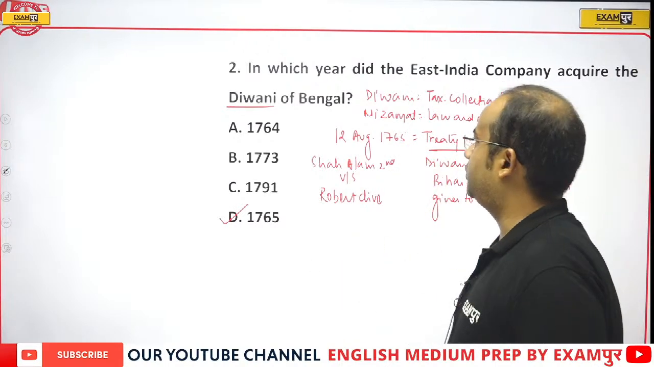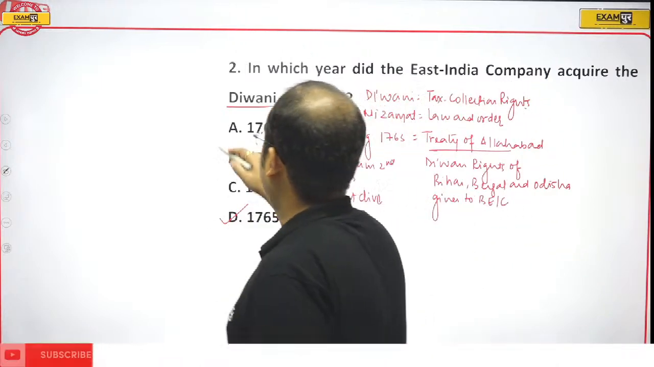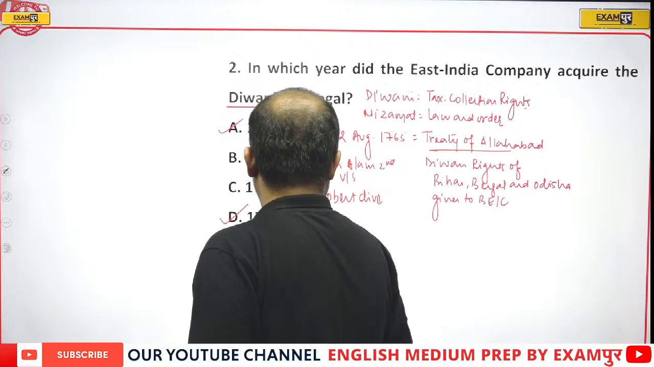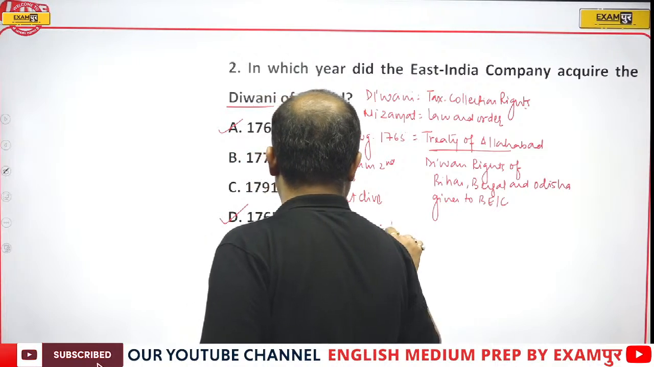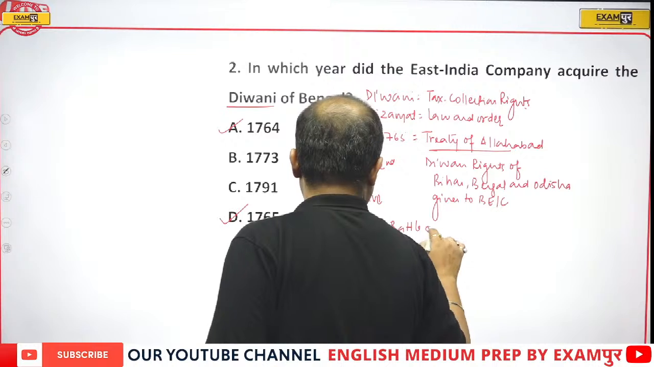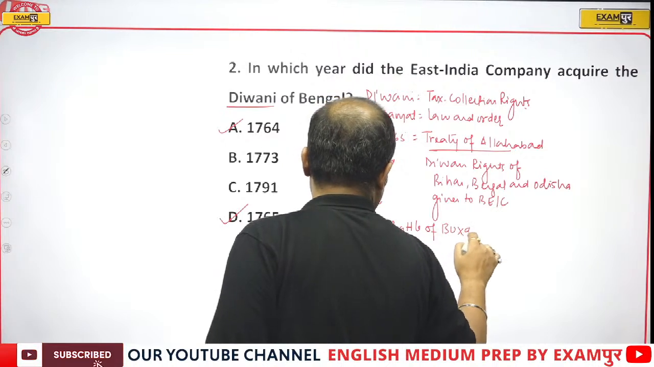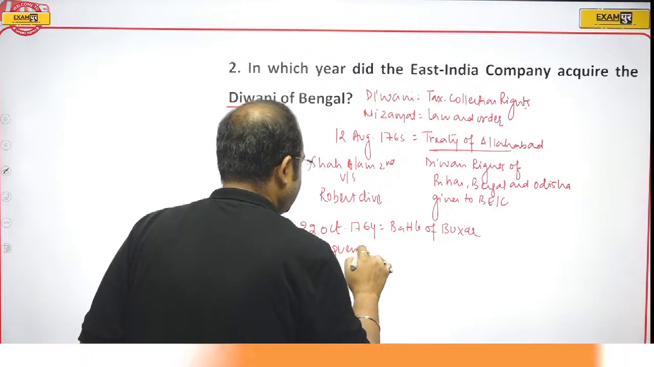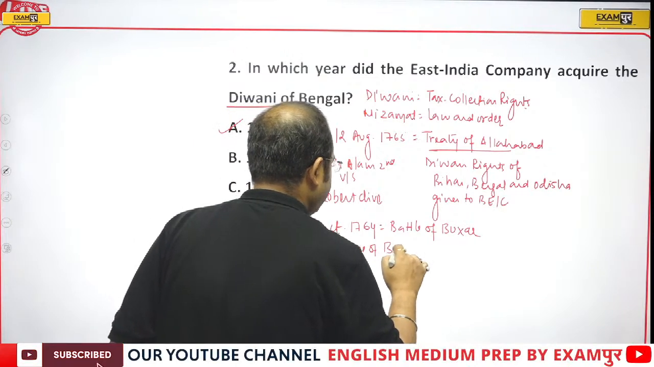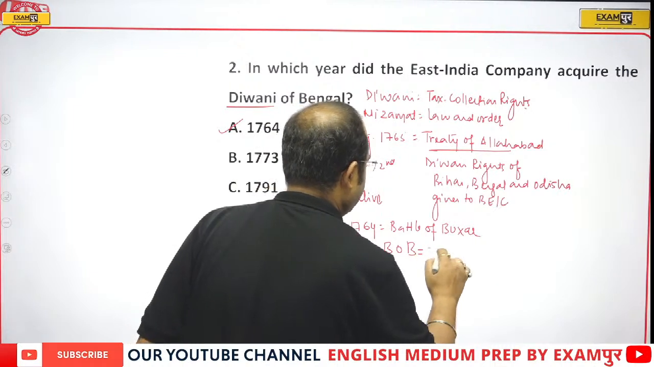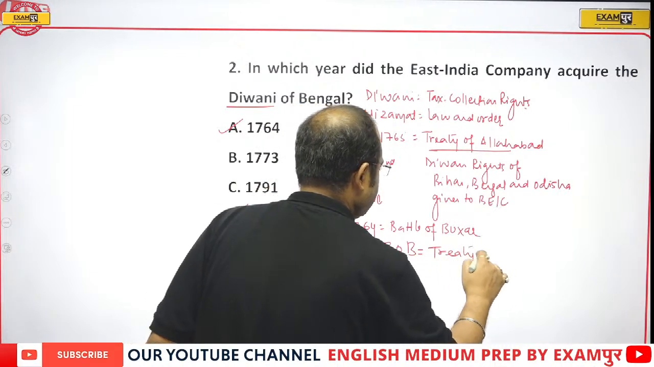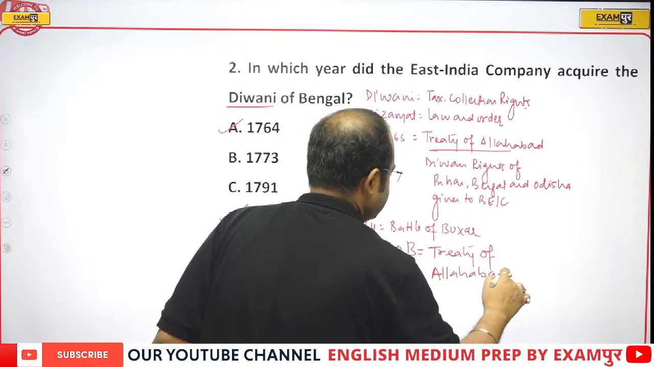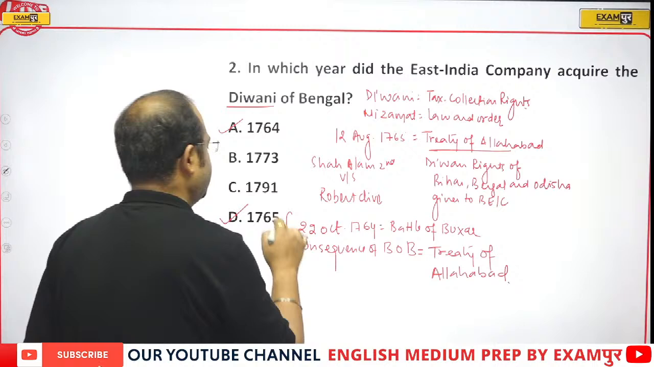It was signed on 12th August 1765, and on 22nd October 1764 we have the Battle of Buxar. The consequence of the Battle of Buxar was the Treaty of Allahabad.